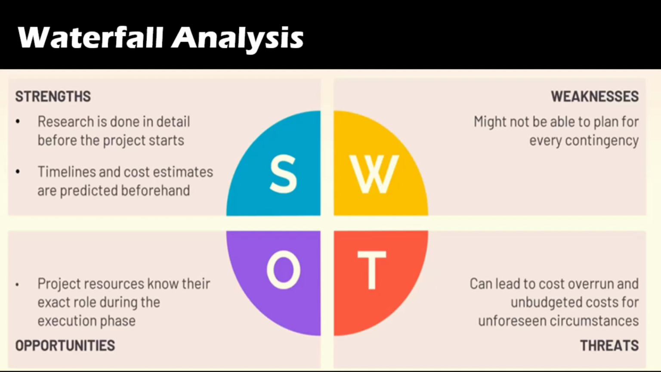Waterfall has been the traditional method for delivering products, delivering software in general. With waterfall, you can say that everything is pre-planned. Research is done in detail before the actual project starts, and timelines and cost estimates are also predicted beforehand. Everything related to the project, the timelines, cost, and how the project should flow are predicted beforehand. So in the waterfall model, everything is planned and discussed upfront before even the project starts.